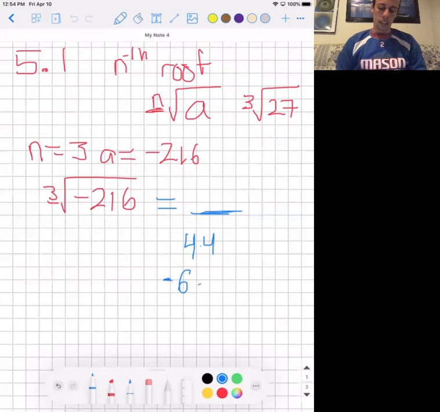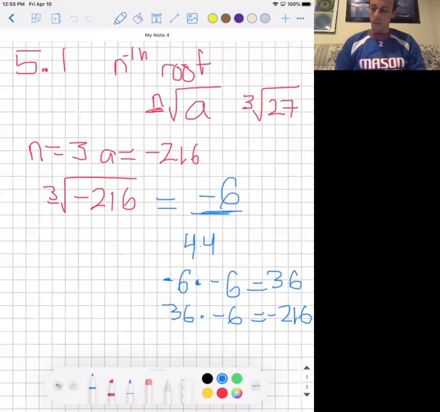We could do negative 6 times negative 6. That's a multiplication in there. And we get a positive 36. And then multiply it by negative 6 again. There, positive 36 times negative 6, and we get our negative 216. So our answer is negative 6. And you could put this in a calculator if you want, and you would get the exact same result.